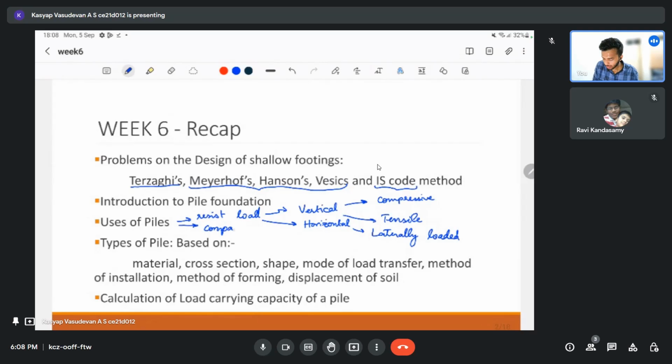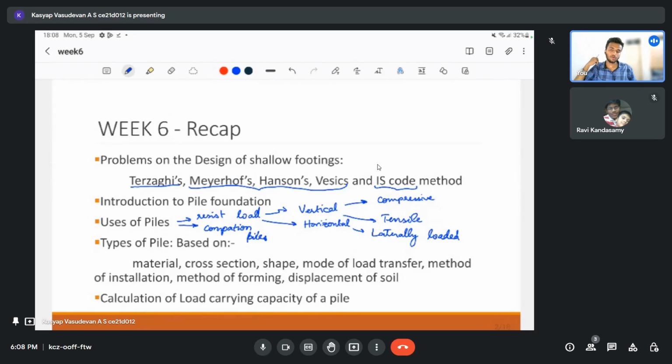So what happens is, while installing the compaction piles, the soil which is in loose condition gets stiffened because of this installation, because the surrounding soil gets laterally displaced, and that's how it is. And after that, we moved on to types of piles.